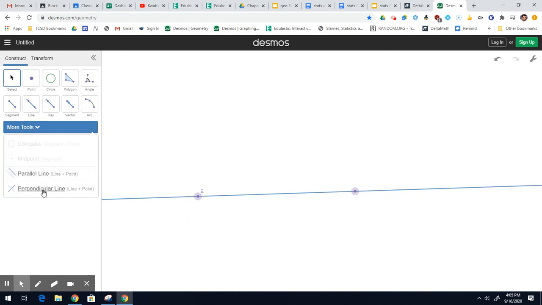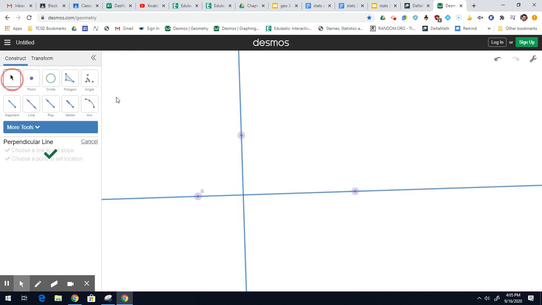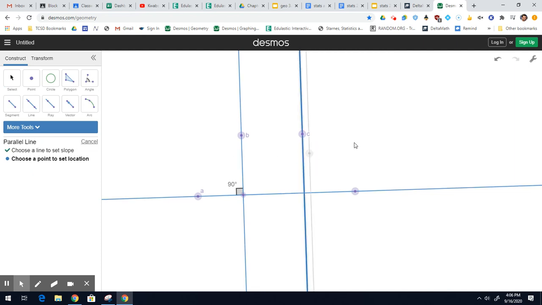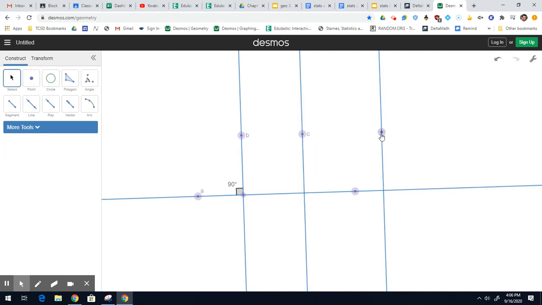Perpendicular to B, so more tools, perpendicular. There's my B. Again, I think it's a cool idea to label that intersection point and create that right angle to emphasize perpendicular. Great. Okay, then I need to show B and C are parallel. So B parallel to C. Call that C. And then C parallel to D. Again, another parallel. C parallel to D. Call that point D.